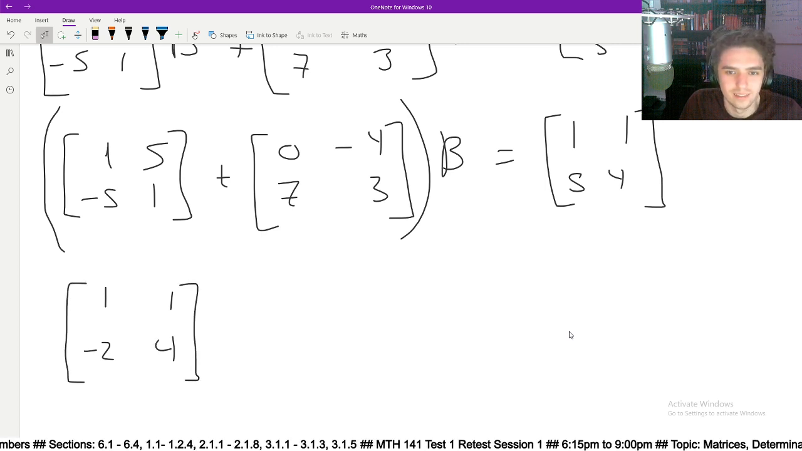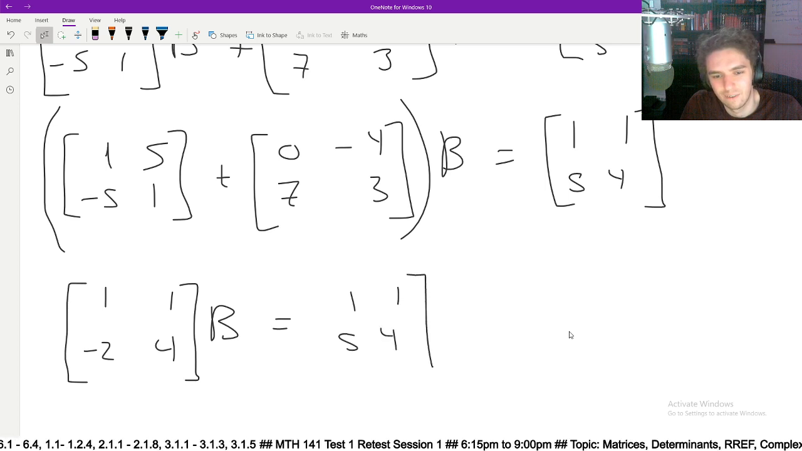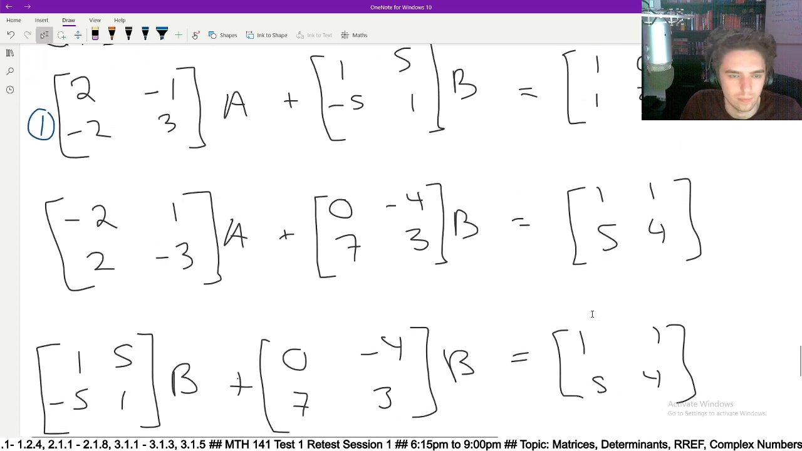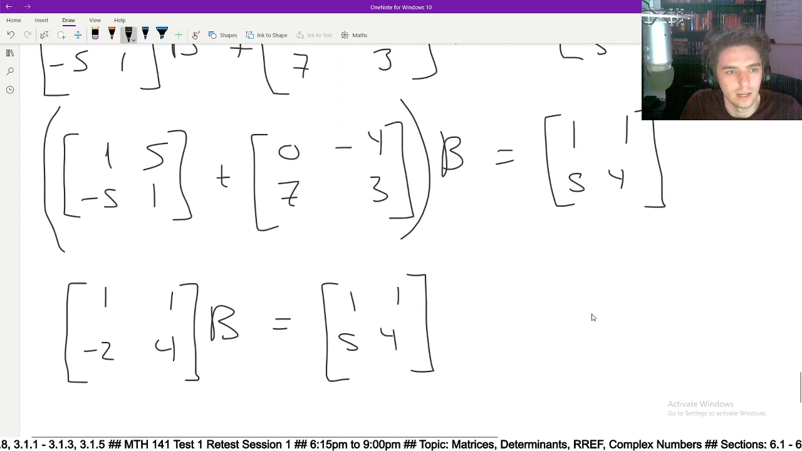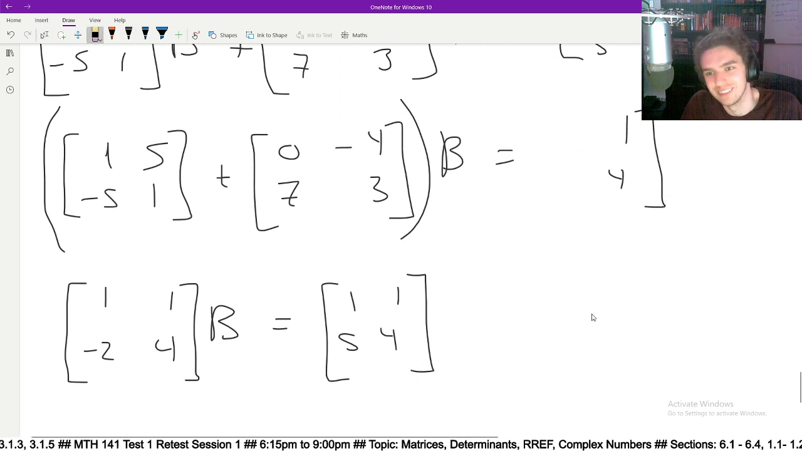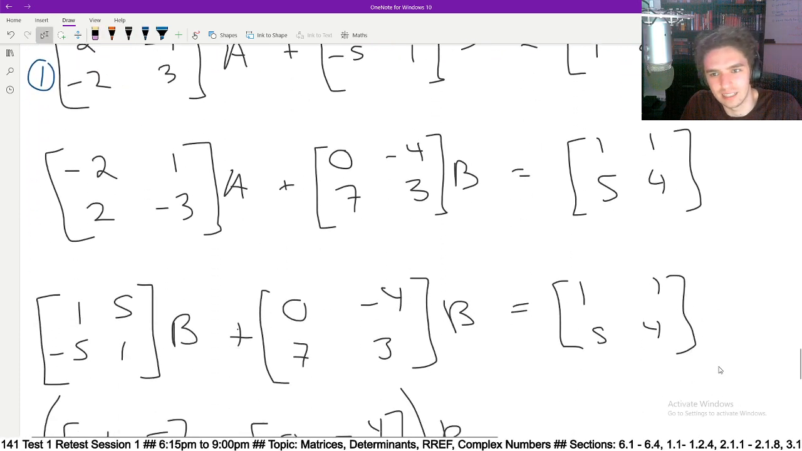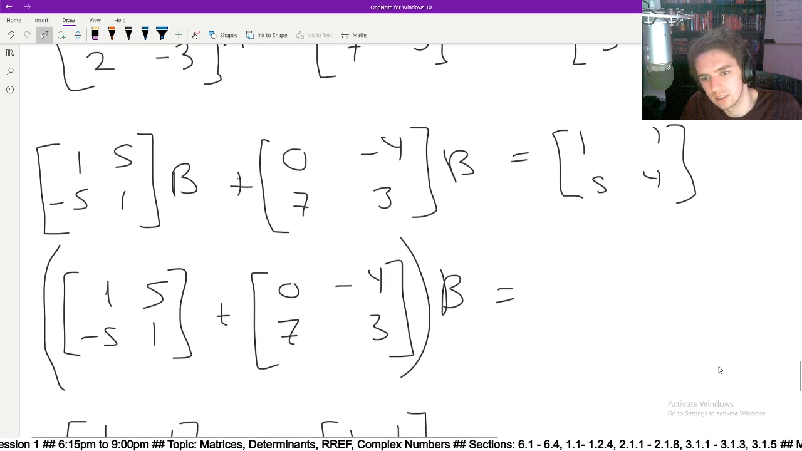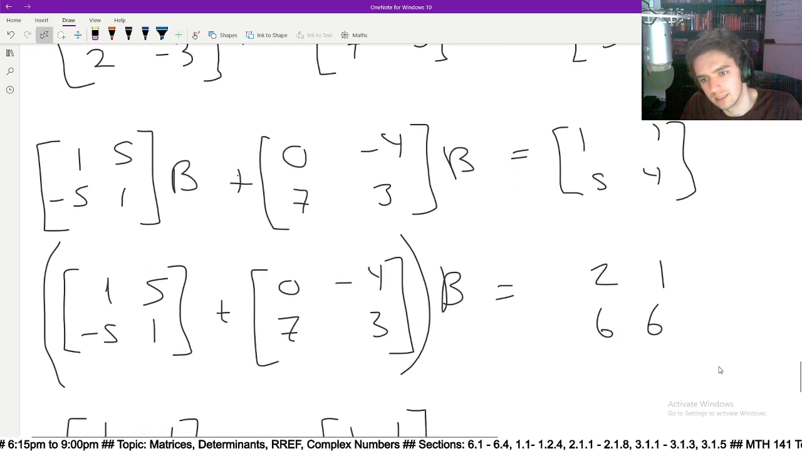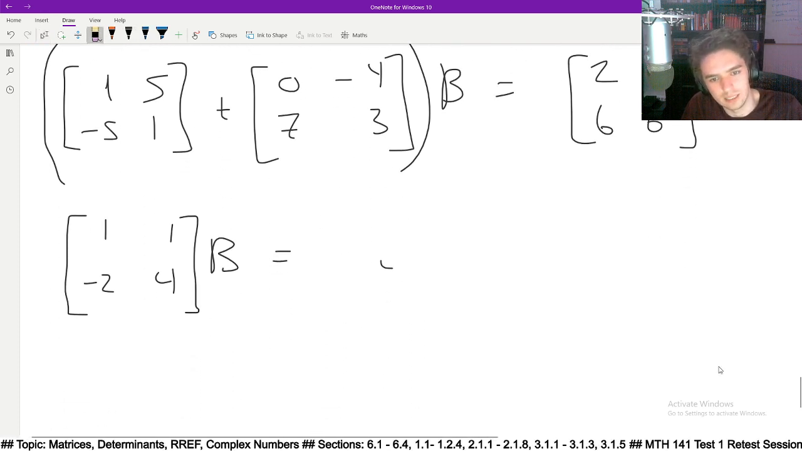What happened to the first equation? It's equal to another matrix. Did you add that as well? No, I did not add that as well, and I should. Oh, I guess I didn't have to erase it. So I'll actually just add it now. So 2, 1, 6, 6. Thank you for reminding me. And then this will be 2, 1, 6, 6.